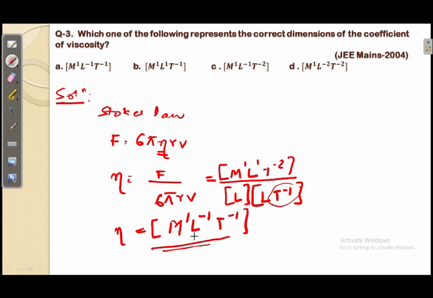So we have to check which option matches with this. That is M raised to 1, L raised to minus 1, T raised to minus 1. So option A has the same dimension as we derived. So option A is the correct option for this question.